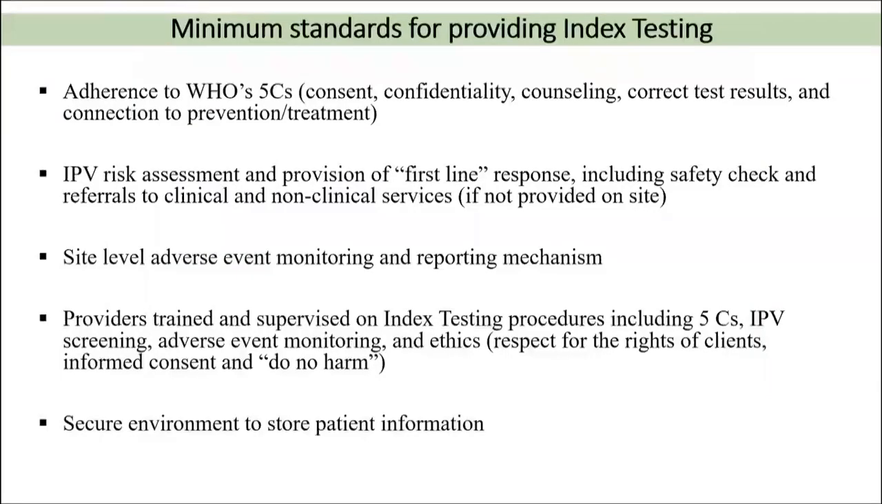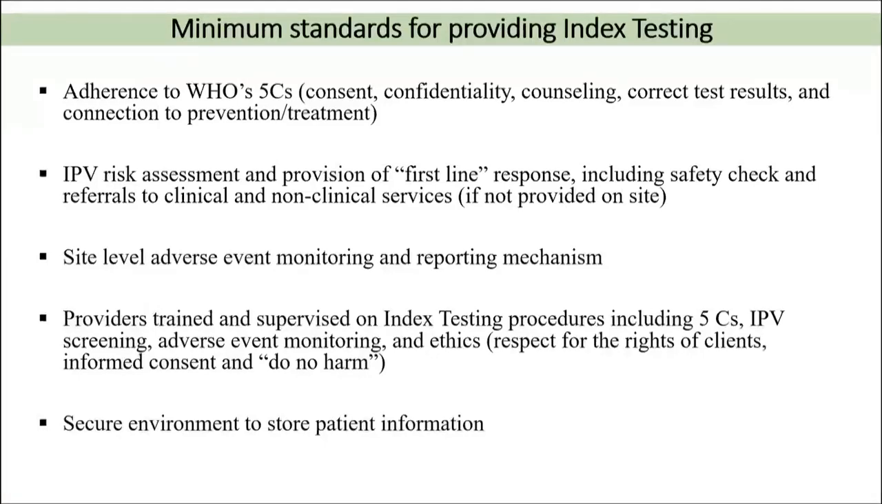These are the minimum standards: adherence to the WHO's 5 C's, which are consent, confidentiality, counseling, correct test result, and connection to prevention or treatment. Then intimate partner violence related risk assessment needs to be done, and first line response with a safety check needs to be provided. A person needs to be trained on IPV risk assessment and providing first line support.